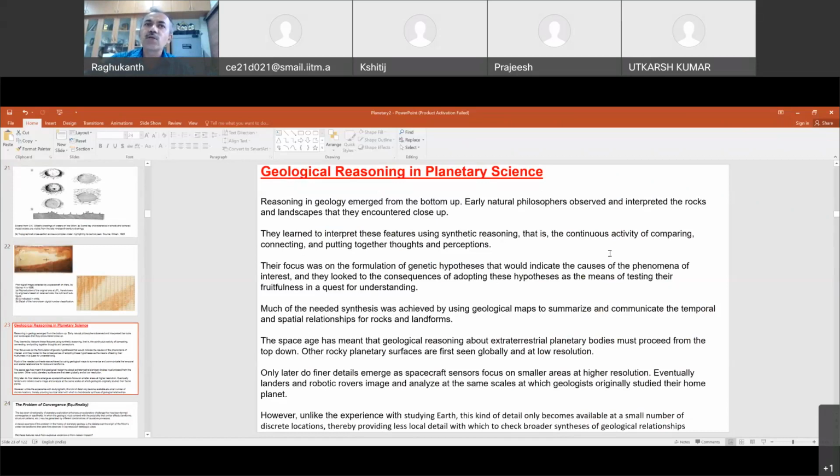So initially, geologists focus on formulation of some kind of hypothesis, like for example, how the Himalayas have formed. They will have some kind of hypothesis, like the Indian plate and Asian plate collided. So there will be a hypothesis, and then a phenomenon of interest, and then they look at the consequences of adopting this hypothesis. Like for example, why do earthquakes occur on Earth? What is the reason for earthquakes?